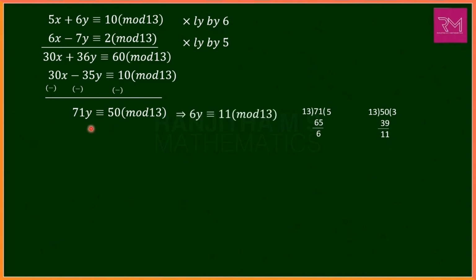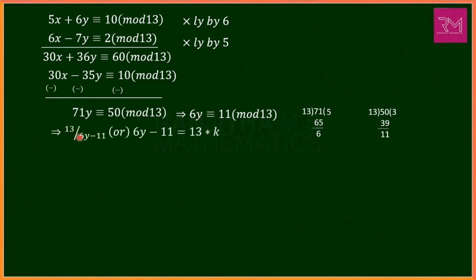So the new congruence obtained: in the place of 71 we can take 6, so 6y is congruent to, in the place of 50 we substitute 11, because 50 is congruent to 11 mod 13, satisfied. Therefore, the new congruence obtained is 6y congruent to 11 mod 13. So now we can apply the definition of congruence here.